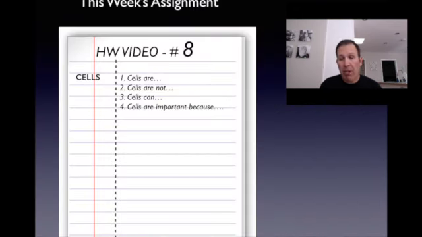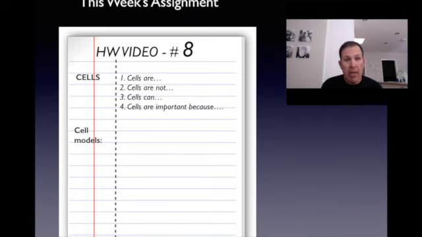What I want you to do is fill in these 4 sentence frames. Cells are not, cells can, and cells are important because. So complete those sentences with some important ideas that you've been learning about cells. Write those 4 sentences out. Write them neatly, completely, capital letters, periods, punctuation, all that good stuff. And if you need to, pause the video to do that.